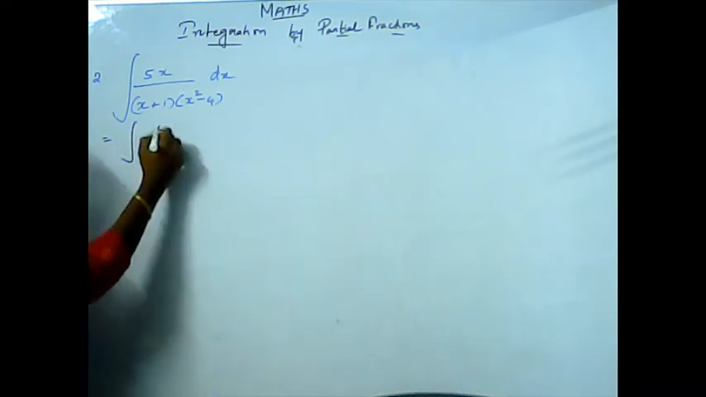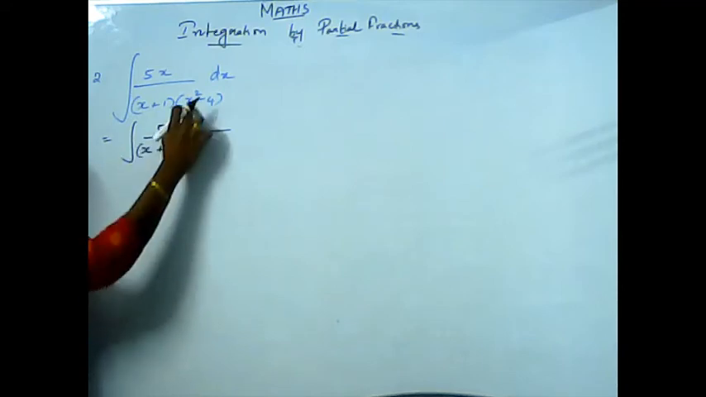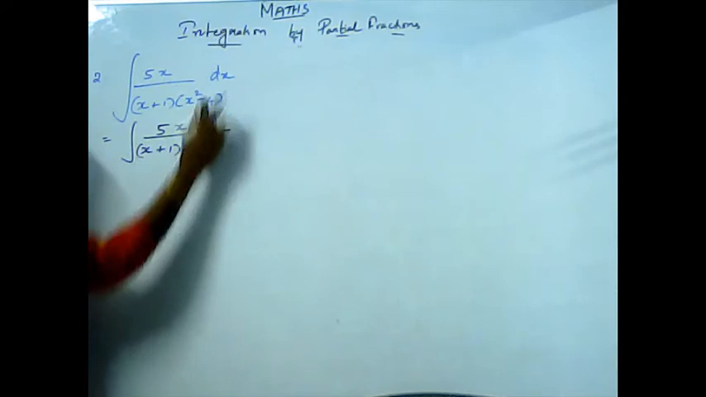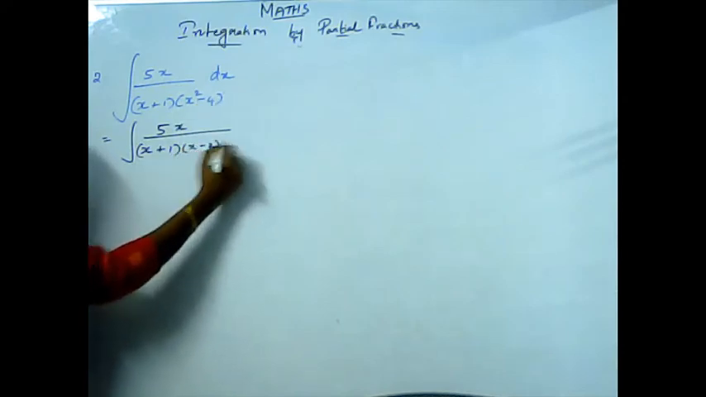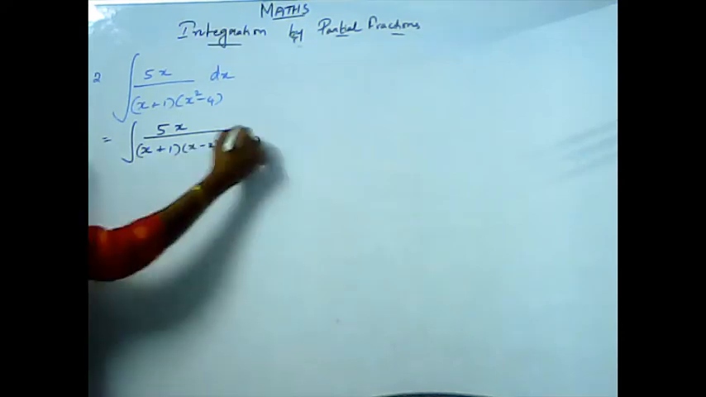This can be written as 5x by (x plus 1) into a squared minus b squared. What is a squared minus b squared? It is (a minus b) into (a plus b), so it's (x minus 2) into (x plus 2) dx.